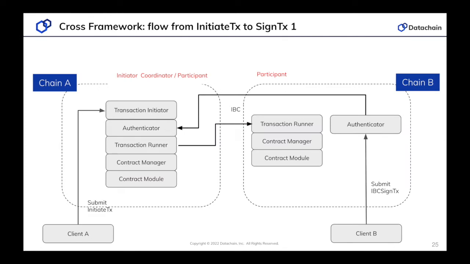Now, about how each of the components works, as one scenario. First, client A sends InitiateTX to chain A, then the TX initiator receives it, then the authenticator authenticates it.